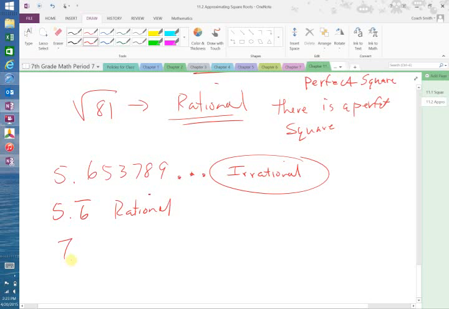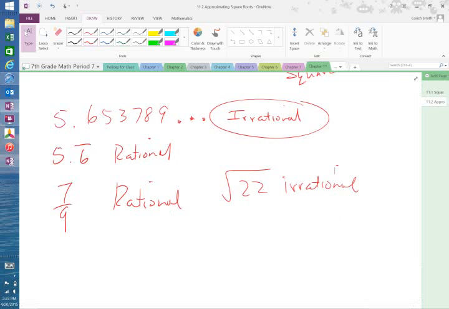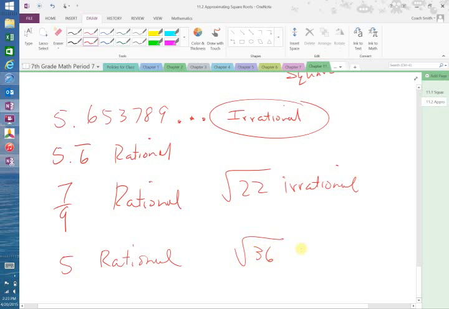So, 7/9, that's rational. Square root of 22, irrational. 5, rational. Square root of 36, rational.